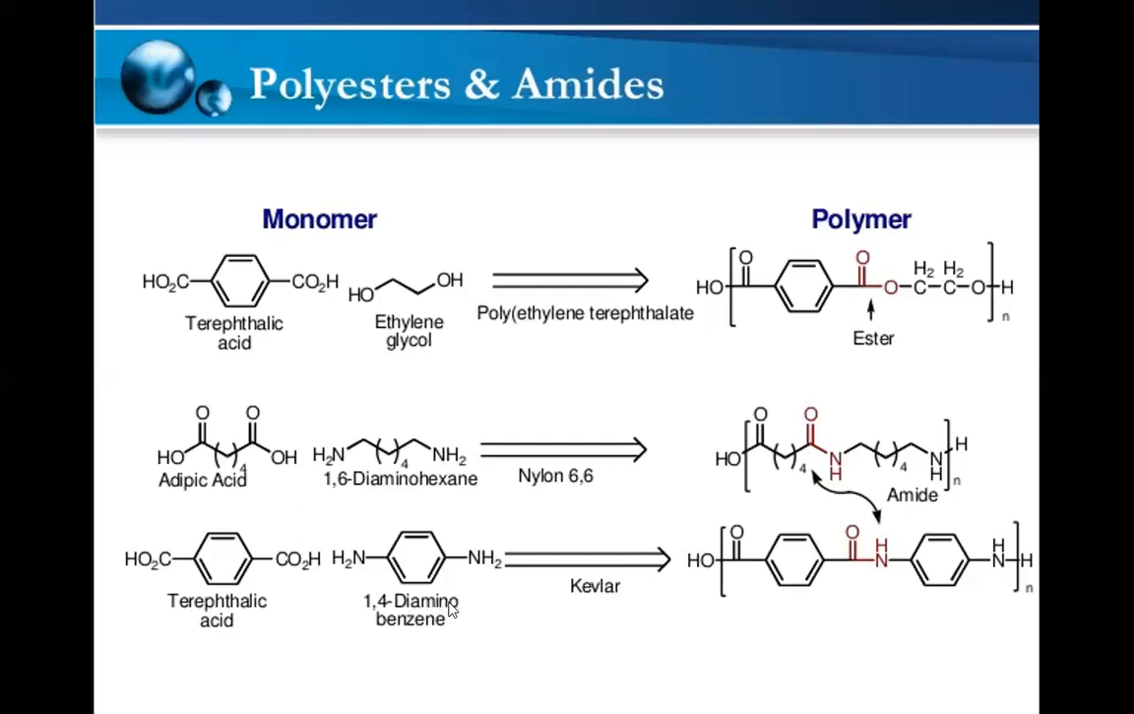They undergo condensation by reacting with diaminobenzene, which is also a diamine, 1,4-diaminobenzene. It forms Kevlar. This is the structure of Kevlar, in which amide linkages are present. So these are some examples of polyesters and polyamides which we can study under condensation polymerization.